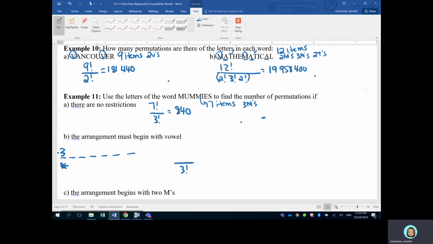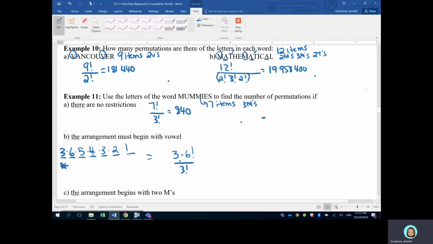Now those other 2 vowels plus all of the other letters come together, which means we have 6 items that we can use for the next blank. Once I put that item down, I can't use it again. So 5 choices for the next one. 4, 3, 2, and 1. Fundamental counting principle says to multiply those all together. So simplifying, what we get here is 3 times 6 factorial, but we have to divide by 3 factorial because of having the 3 identical M's.